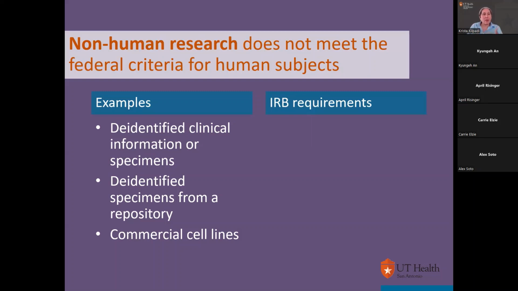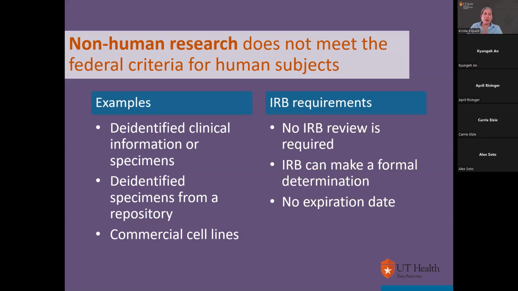And the IRB requirements for these are going to be pretty much the same as for non-research. We don't have to review it. We can make a formal determination for you if you're uncertain about whether or not you have non-human research. And there's not going to be an expiration date for these because we don't need to oversee non-human research, only human research. All right.